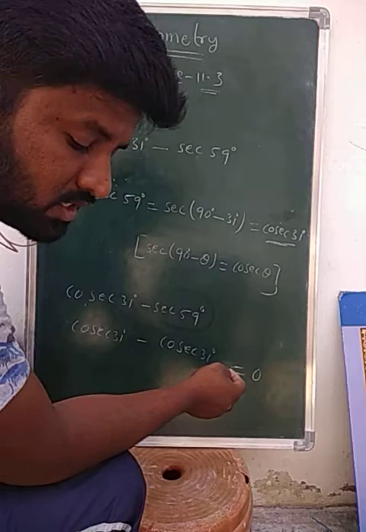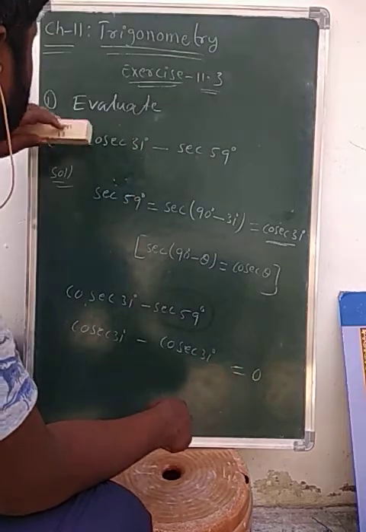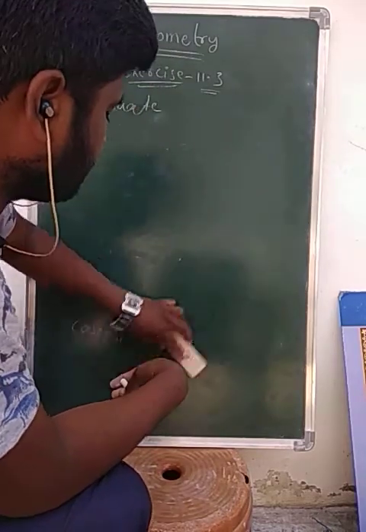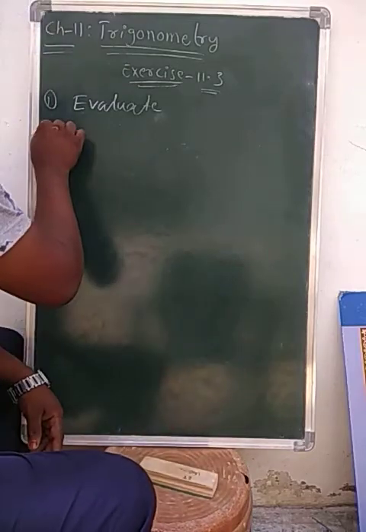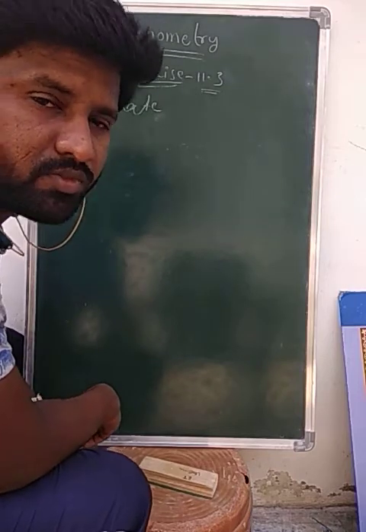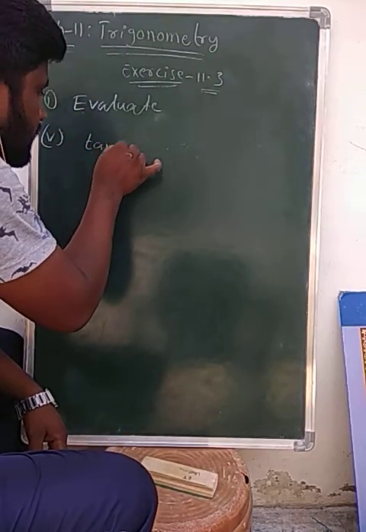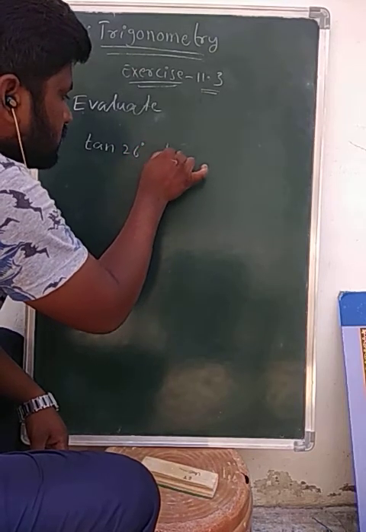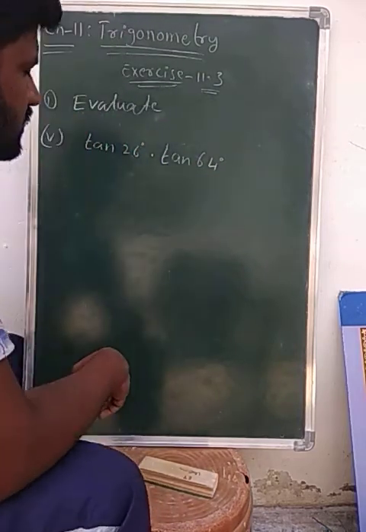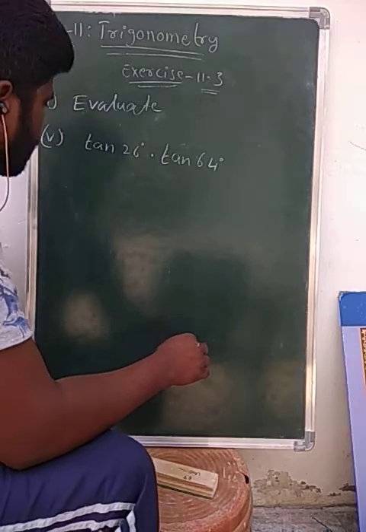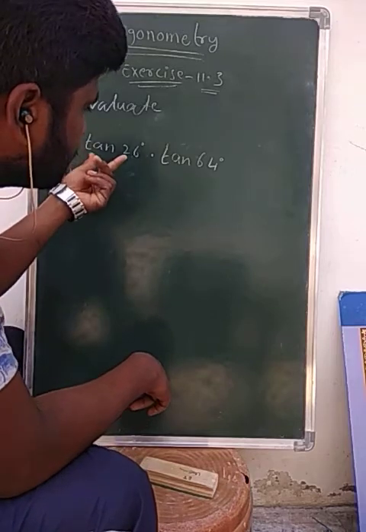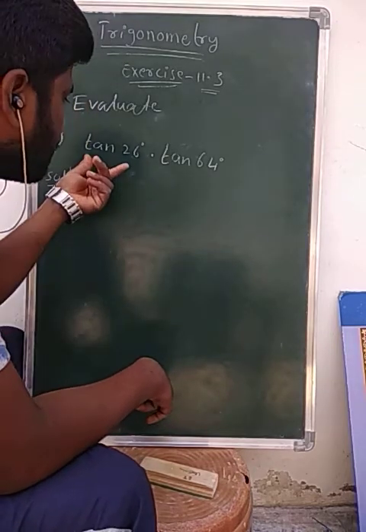Now one more question, question number 5. The question is given: tan 26 degrees into tan 64 degrees. Okay, so this is the question. You can take the first one or the second one. This time I am taking the first one.